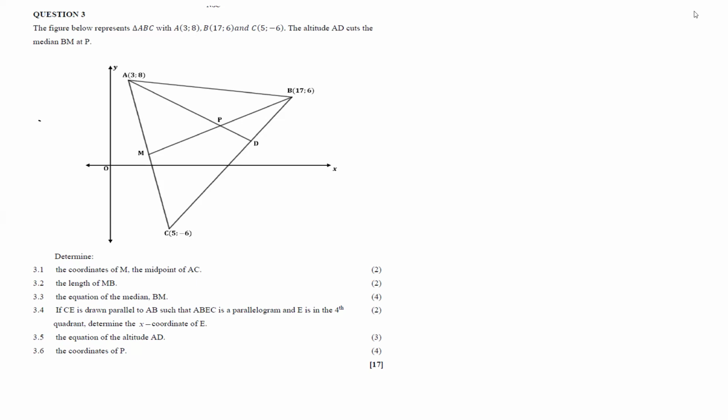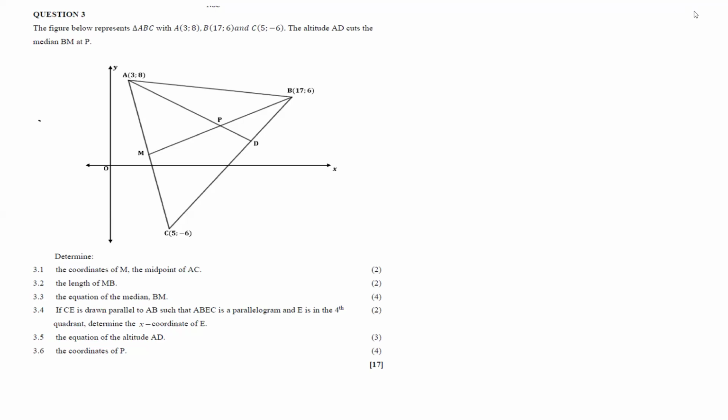The figure below represents triangle ABC with A coordinates (3, 8), B coordinates (17, 6), and C (5, -6). The altitude AD cuts the median BM at P. So 3.1 says determine the coordinates of M, the midpoint of AC.